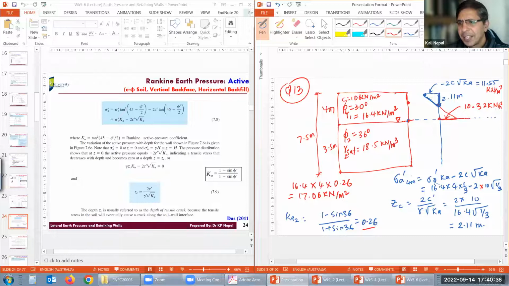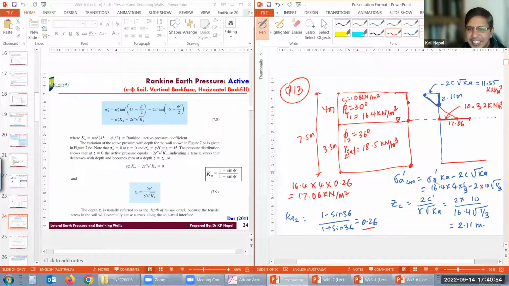Yeah, it goes far, right? Because that was 10 only, yeah? So over here, the total is 17.06, yeah? What will be at the bottom now? Easy. Just calculate the pressure, yeah? Total pressure at the bottom, yeah?